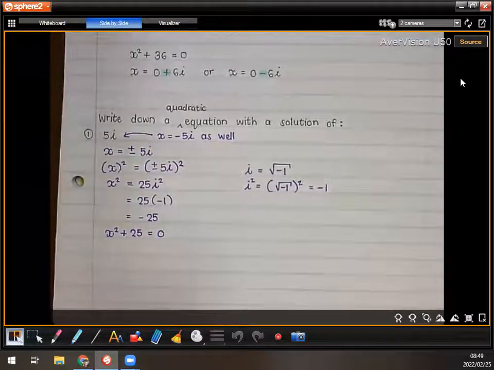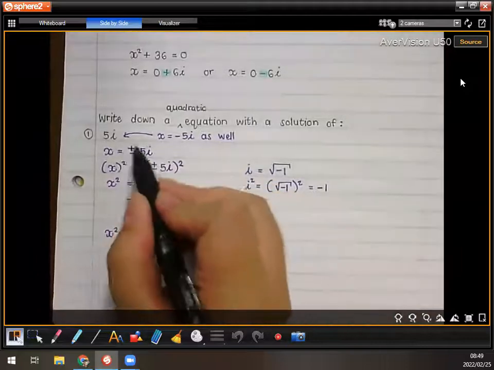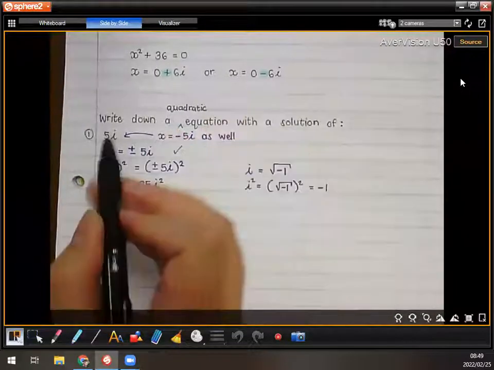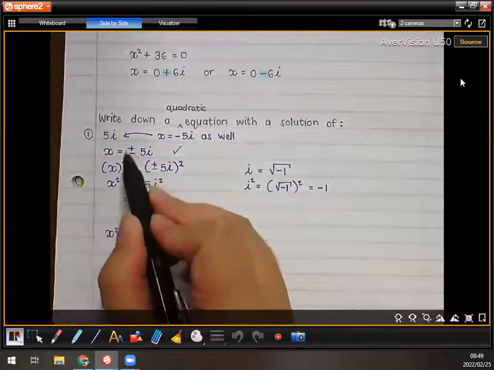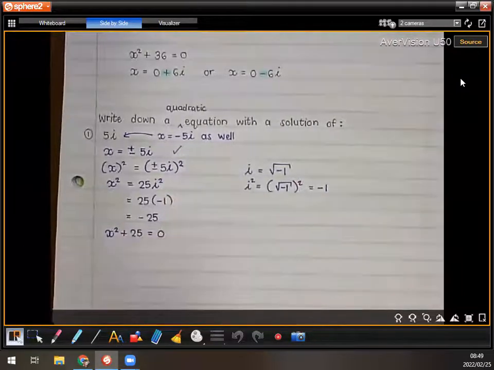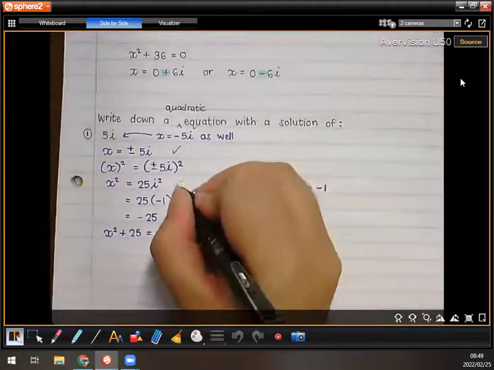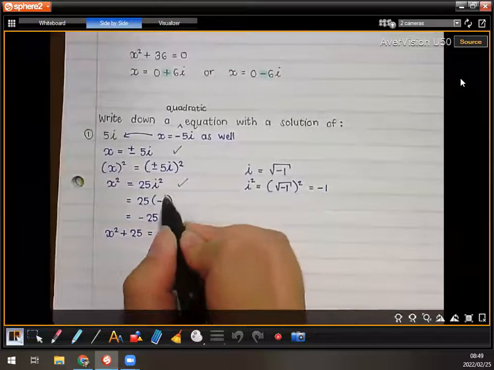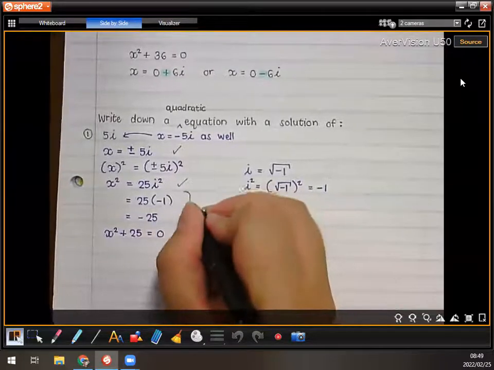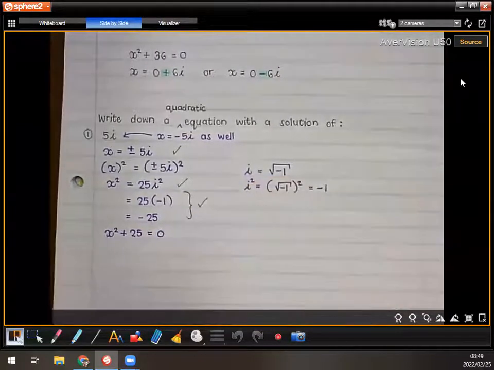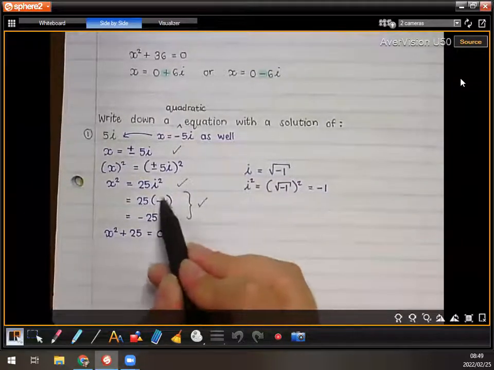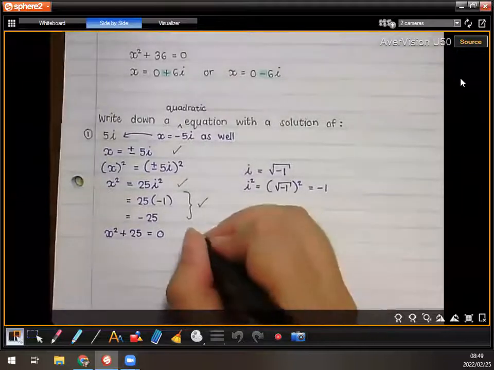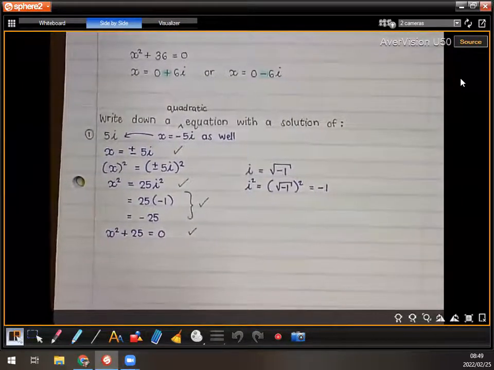Now guys, in terms of mark allocations, you actually get a mark just for recognizing that if one solution is positive 5i, the other one will be negative 5i. So that is already your first mark for that question. Then you'll get a mark for squaring both sides, a mark for changing this i squared to -1. So either one of these two steps. If I can see that you know that i squared is -1, you can go straight to -25, or you can show it like that, and then for the final answer. And that would be a 4-mark question.